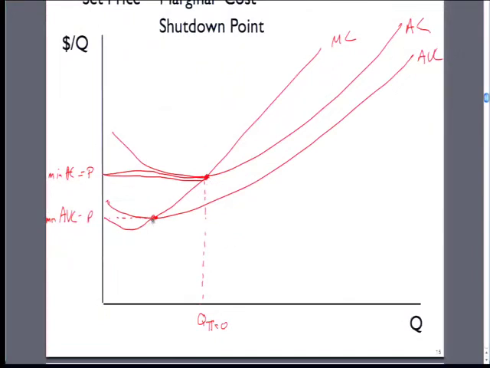This point, the other really important point, this minimum of average variable cost, is a quantity where we would stop operating and go to 0. We're going to call this the shutdown point. And this price, we're going to call the shutdown price.